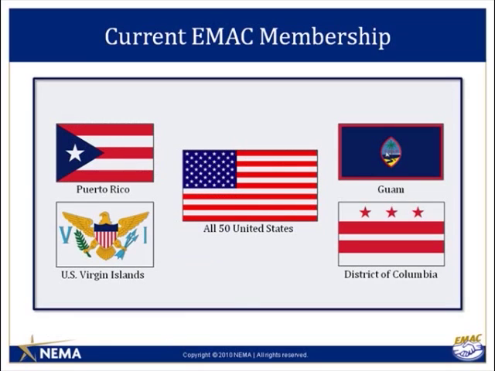The current membership of EMAC is 54 signatories. EMAC law defines a state to be the several states, all U.S. territories and possessions, and commonwealths, and the District of Columbia. Thus, when we use the term member state, it will refer to all 54 signatories who have enacted the compact into law. And by the way, the 104th United States Congress ratified the compact into federal law, thus making it Public Law 104-321.